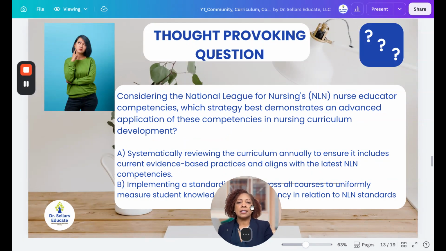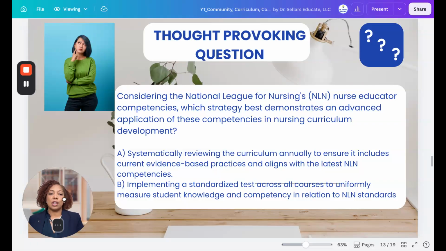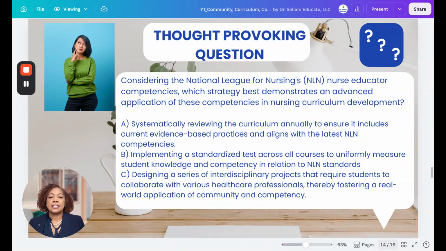B, implementing a standardized test across all courses to uniformly measure student knowledge and competency in relation to NLN standards. C, designing a series of interdisciplinary projects that require students to collaborate with various healthcare professionals, thereby fostering a real-world application of community and competency. All right, so you can think about, what is this question really asking me?